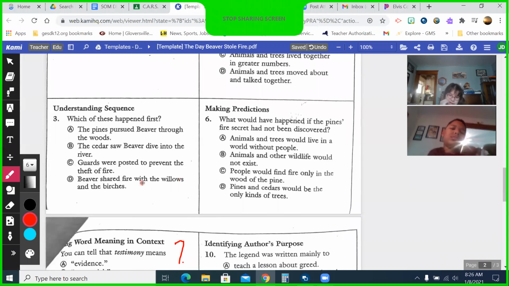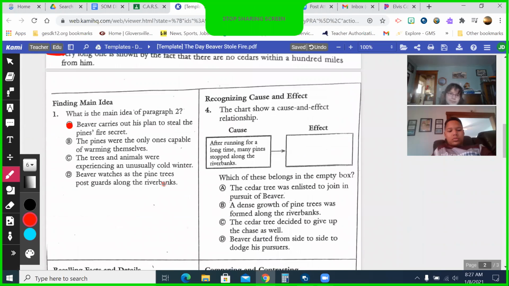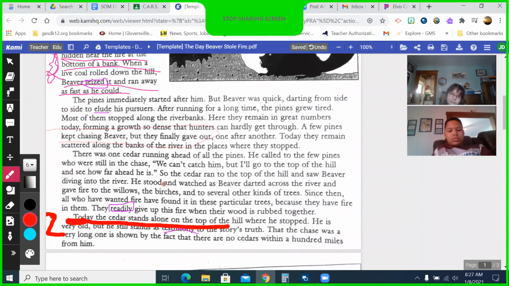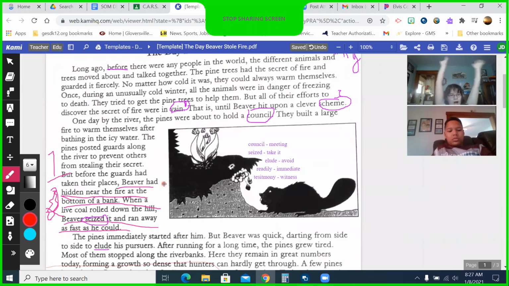Which of these happened first? I'm not going to read them just for time's sake. Alex? The answer should be C. Guards were posted to prevent the theft of fire. Alex, can you tell me where in the text I am? I said Alex. You just didn't hear me right, or maybe I slurred, but could you please answer the question?